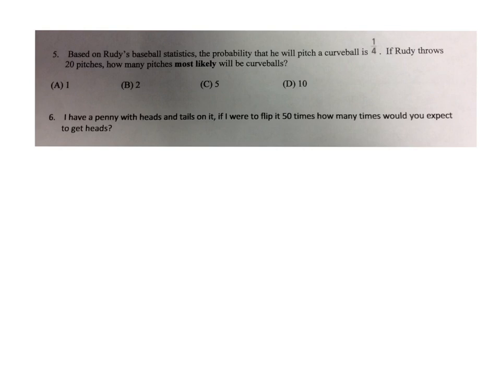Number 5, based on Rudy's baseball statistics, the probability that he will pitch a curveball is 1/4. So we know that 1/4 is important. If Rudy throws 20 pitches, how many pitches most likely will be curveballs? So this is a 20 times 1/4. Remember, this is really like 20 over 1. Okay, so 20 times 1 is 20, and 1 times 4 is 4. 20/4. That's not one of my answer choices. Oh, I need to simplify. 20 divided by 4 gives me 5. 5 is your answer.